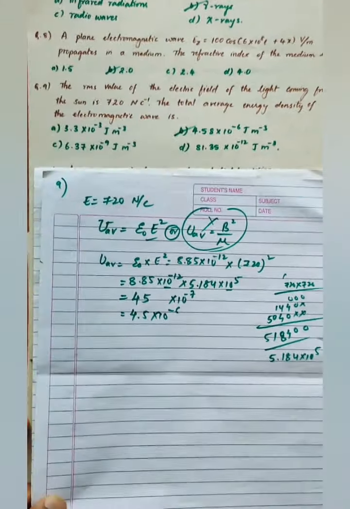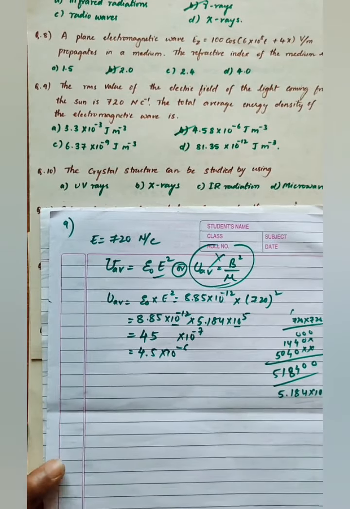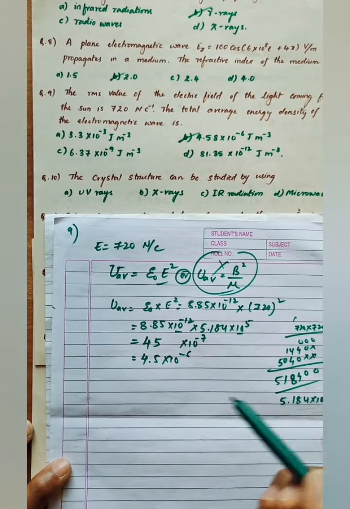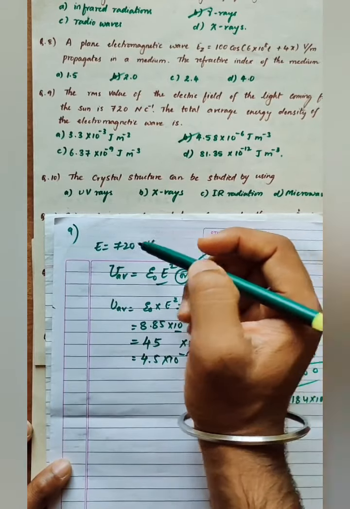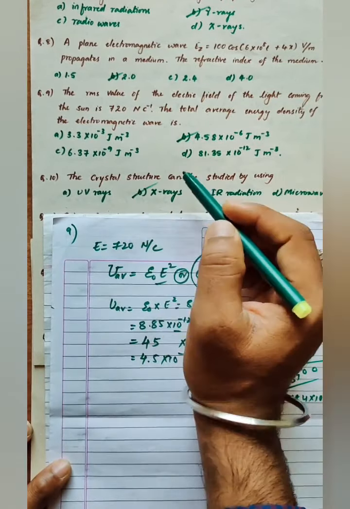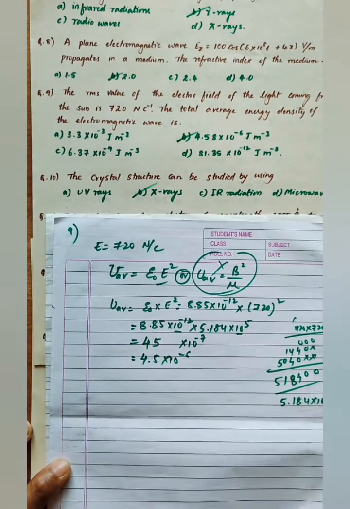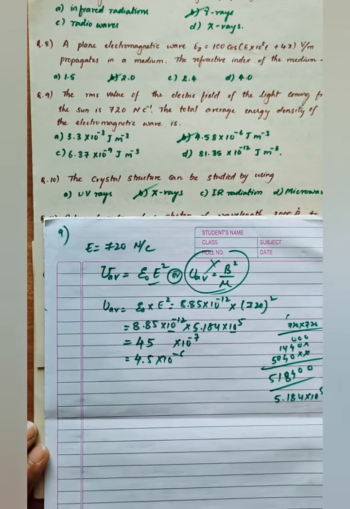Fine. Now we'll go to the next question. The question is: the crystal structure can be studied by using what? This is a very simple answer. X-ray crystallography is a very particular chapter in higher studies, so X-ray is very important. Using X-ray you can study crystal structure. Crystallography is one more branch about that. So X-ray is the answer.